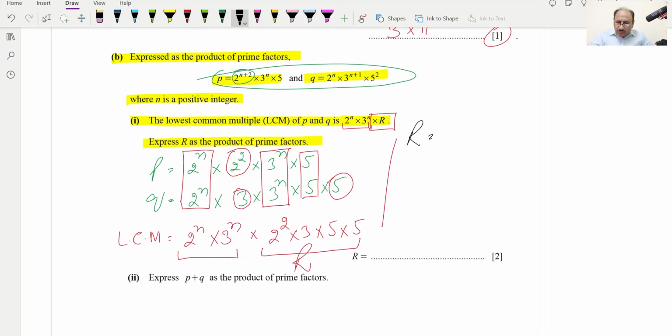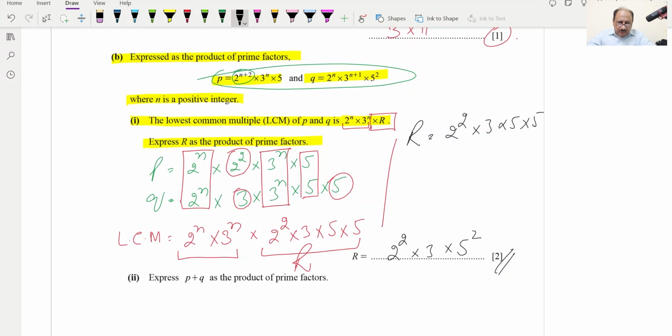R will be equal to 2 raised to the power 2 into 3 into 5 into 5. So we can rewrite it over here as the answer: 2 squared into 3 into 5 squared. This is the 2 mark question which we are done.